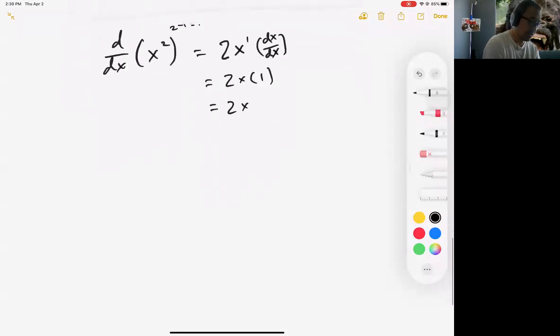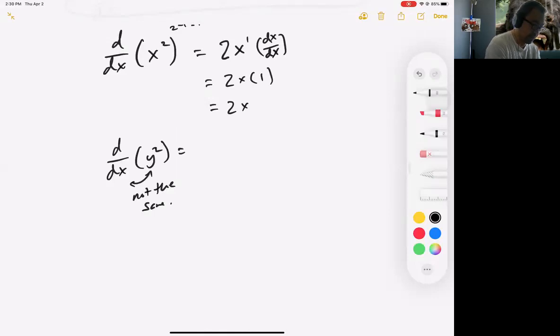But if I switch the variable, just to talk about it, d over dx of y squared, where the variables are not the same, you would still do power rule. It would still be 2y to the 1 power, and then you try to take the derivative of y, and you realize you can't. It doesn't cancel out. Dx over dx up here did. Dx over dx is 1, but dy over dx does not cancel out, and we're left with this answer here.